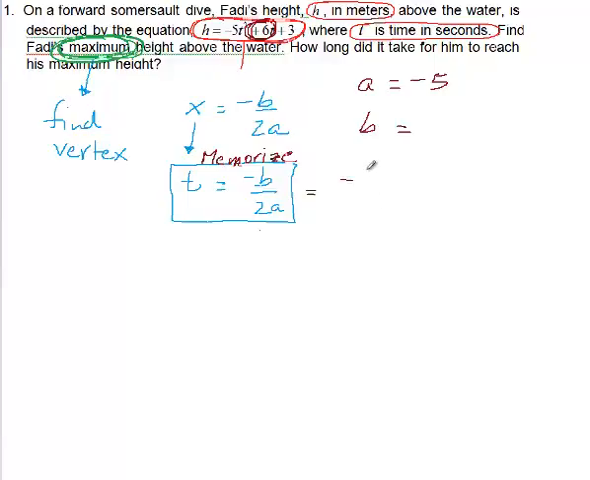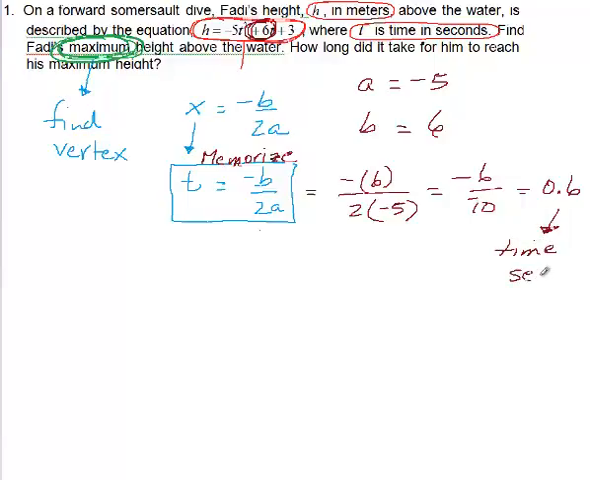Alright, minus 6 over 2 times negative 5. So I get minus 6 over minus 10, or 0.6. So what does that mean? That's time now. Remember, that's t, and t is time. So this is the time in seconds. That's not the height. 0.6 meters, not a very high dive, is it? So time in seconds is 0.6 seconds.